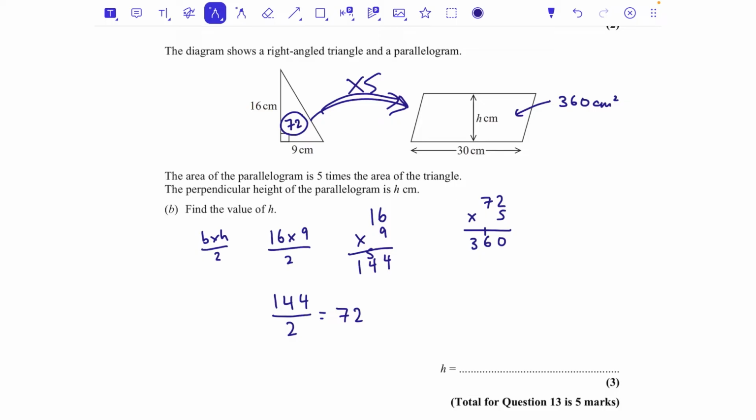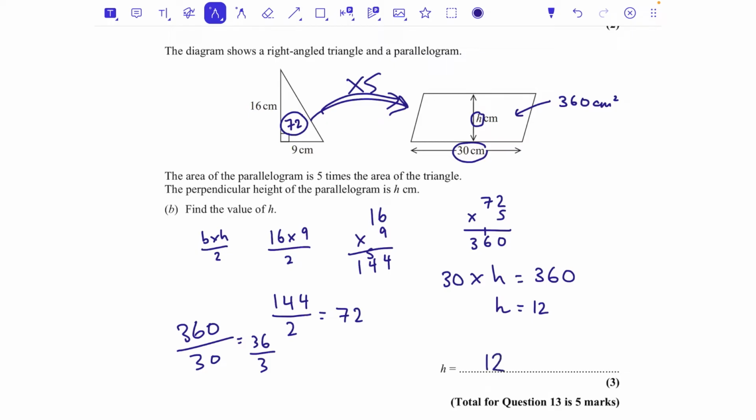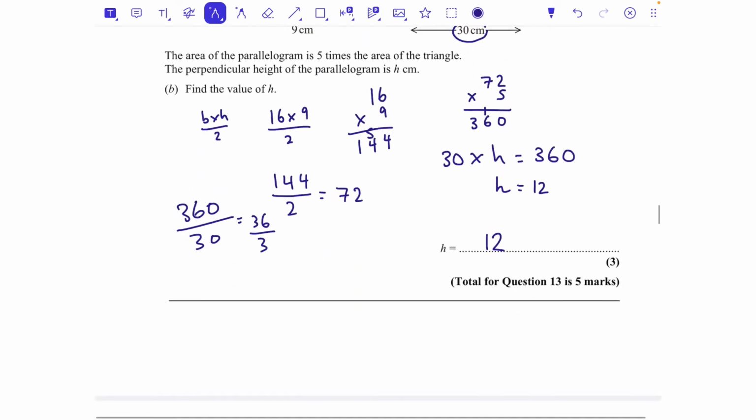Now to get the area of a parallelogram, you just do base times by height. So 30 times by h equals 360, and then we can divide by 30 to work backwards and find out what h is. So 360 divided by 30. If you get a tricky division, you can always write it as a fraction and then simplify it. Both those values are in the 10 times table, so I could simplify it to 36 divided by 3, which is 12, or you can just use your calculator. So the height there was 12 centimetres.